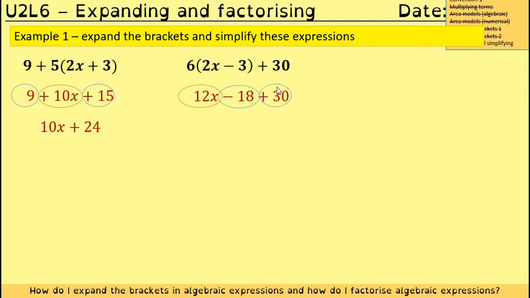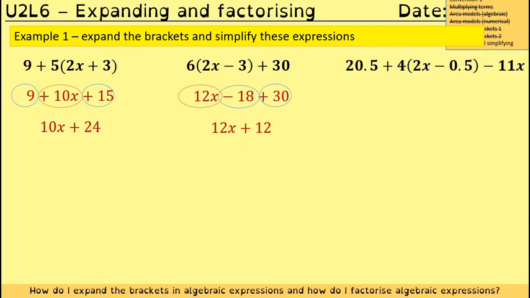Remember, when you have your bubbles like this, you can just switch them around to make it easier for yourself. So if I just switch these bubbles around, I'd get plus 30 minus 18, which I can work out easily, gives me plus 12. And then the 12x can't be collected with anything, so it needs to just stay as it is. And one more example here.